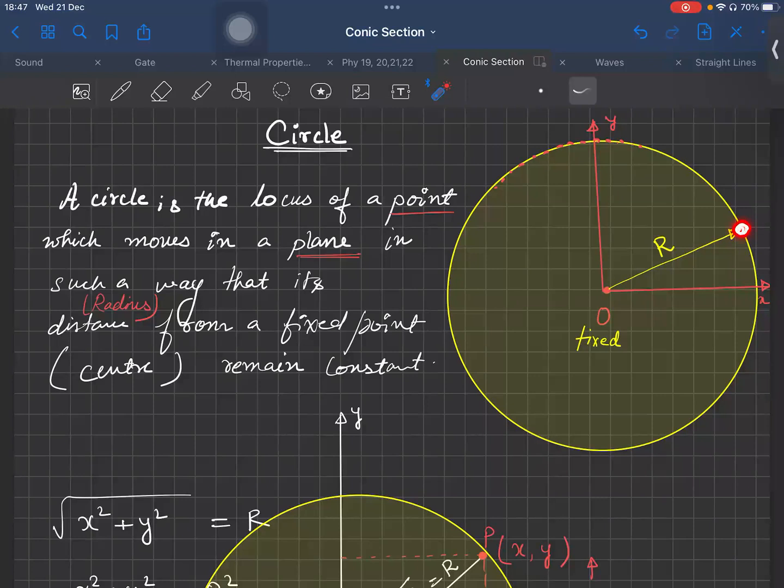Okay, we are talking about this point. So locus means whatever path it is tracing on the XY plane. When we are writing a plane, we are writing XY plane, such a way that its radius or distance from a fixed point, the center, remains constant. So when a point traces any path on a plane with a fixed distance from a fixed point, whatever path it traces is called a circle.